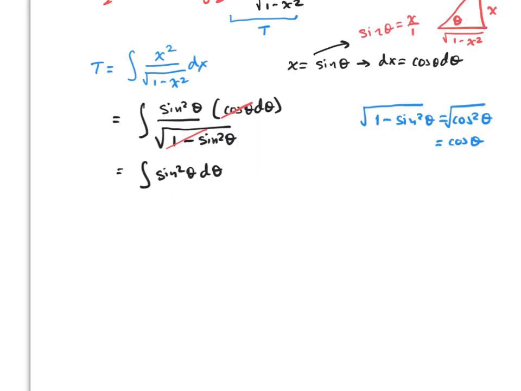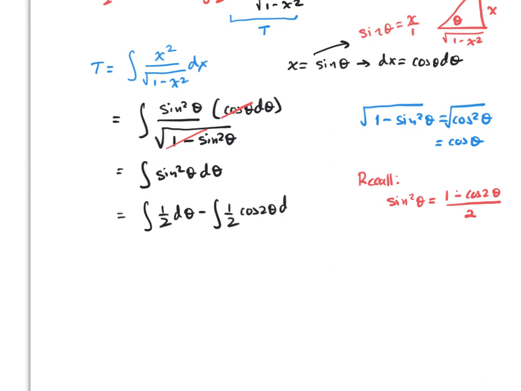However, to integrate this, you need an identity. Recall from trigonometry that sine squared theta is the same thing as (1 minus cosine 2 theta), a double angle, divided by 2. Therefore, this is the same thing as the integral of 1/2 d theta minus 1/2 cosine 2 theta d theta.